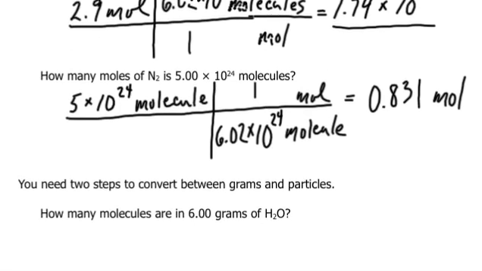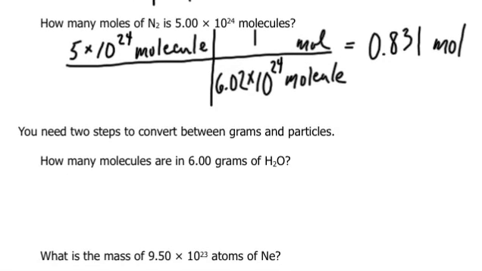Now, let's continue. The next step is to take this a little bit farther, and you're going to need 2 steps for these, because you're going to convert between grams and particles now. So we need to combine the 2 things that we just learned. So here you're going from molecules to grams. And we're going to do a fence post again. So 6 grams of H2O, 6 grams of water.